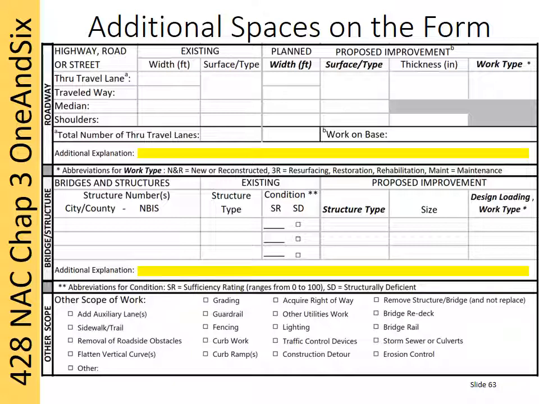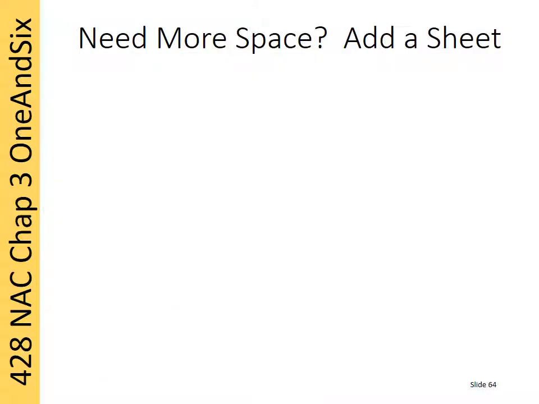Examples for bridges and structures: if a design load other than HL93, HS20, or HS15 is used, you can use this space to explain. If a new structure is for pedestrians only, this space can be used to communicate that. For other scope of work, there are many possibilities here. Examples such as constructing a roundabout, replacing concrete panels, or restoration of an historic transportation structure. A form cannot cover every possible situation.